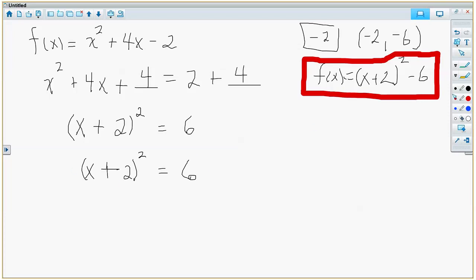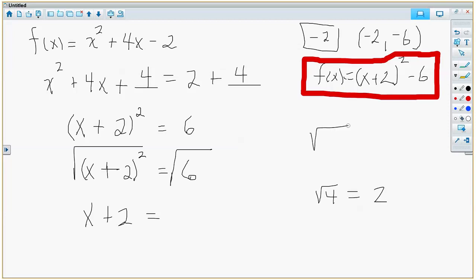All right, the square root of 6. How do you take the square root of 6? I'll show you a trick I learned in the war. Square root on both sides. That gives you x plus 2 is equal to, well, go over here, square root of 4 is equal to what? 2. The square root of 9 is equal to what?